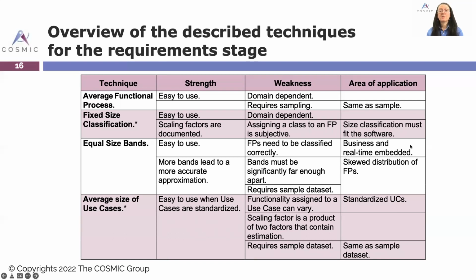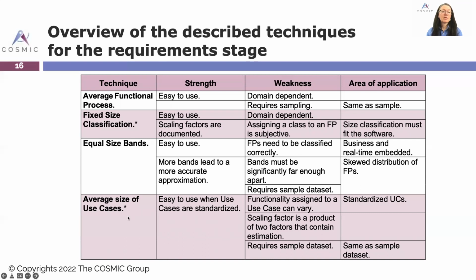Now, it works for business and real-time embedded, for as long as your bands are defined per system type, and you will end up most probably with a skewed distribution of functional processes, which doesn't mean it's not accurate. On the contrary, if you have several bands, like 4 or even 5 bands, it will be more accurate than the first technique, but you may end up with differences due to the skewed distribution and the fact that some functional processes may not have been classified correctly.